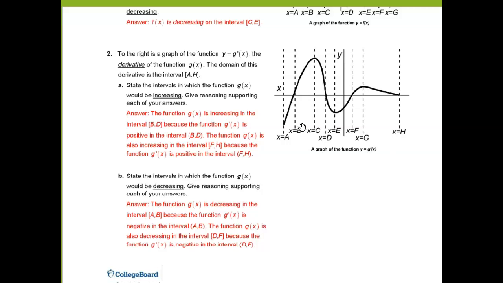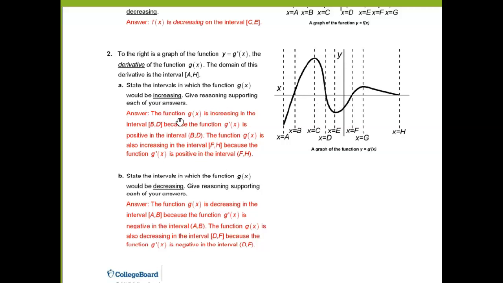So now the original is increasing where the derivative is positive. So now my intervals of increase are from B to D and F to H. So now if you're given the derivative, your increasing is where the derivative is positive. And then your decreasing is where your derivative is negative. And that's what your reasoning needs to say.